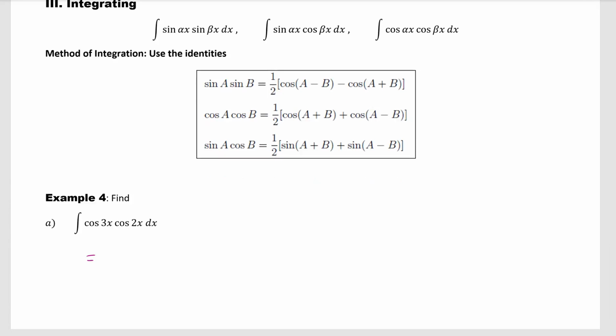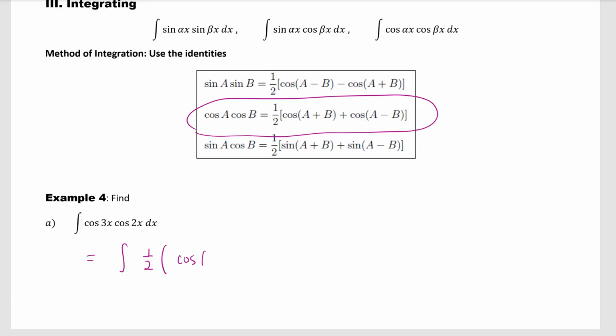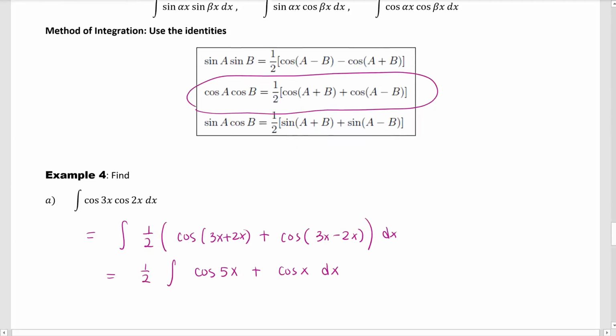So cosine, this is this guy. So we use this formula. Well, this is one half cosine, add those angles, so 3x plus 2x, plus cosine, subtract those angles. Alright, and the 1/2 we can move out. Then we have the integral of cosine 5x plus cosine x dx. Alright, let's continue.